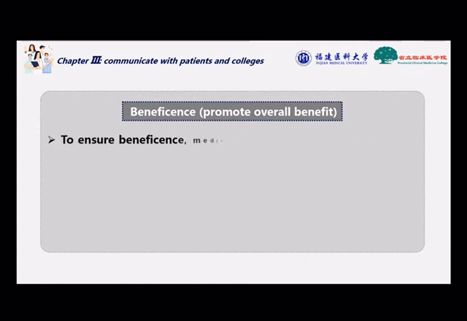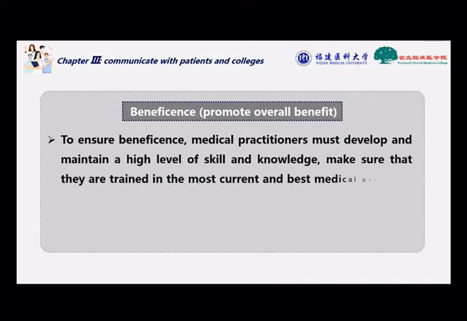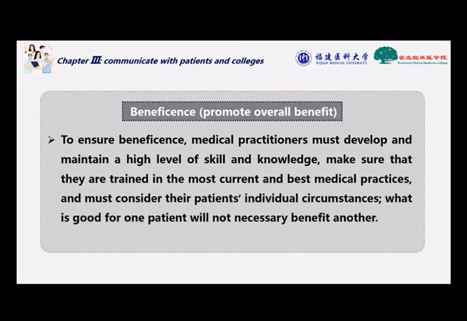To ensure beneficence, medical practitioners must develop and maintain a high level of skill and knowledge. Make sure that they are trained in the most current and best medical practices and must consider their patients' individual circumstances. What is good for one patient will not necessarily benefit another.